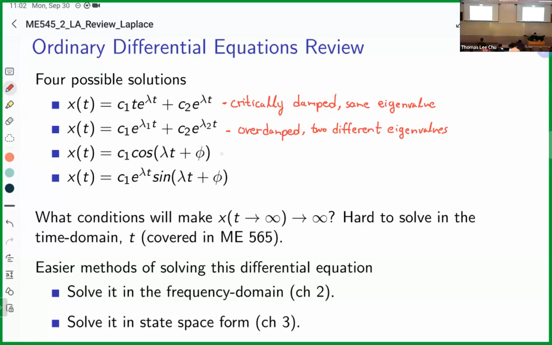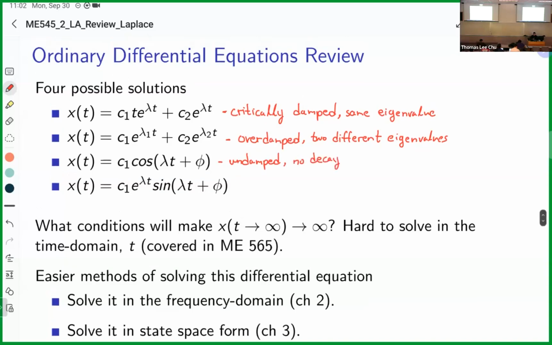Third one, it's called undamped. So it's exactly what it sounds like. There's no decay, and it's oscillating forever, but it's not growing because it's not multiplied by an exponential. And then the last one, it's called underdamped. So we have oscillation with decay. It'll start oscillating and it'll grow smaller over time because it's being multiplied by an exponential term.